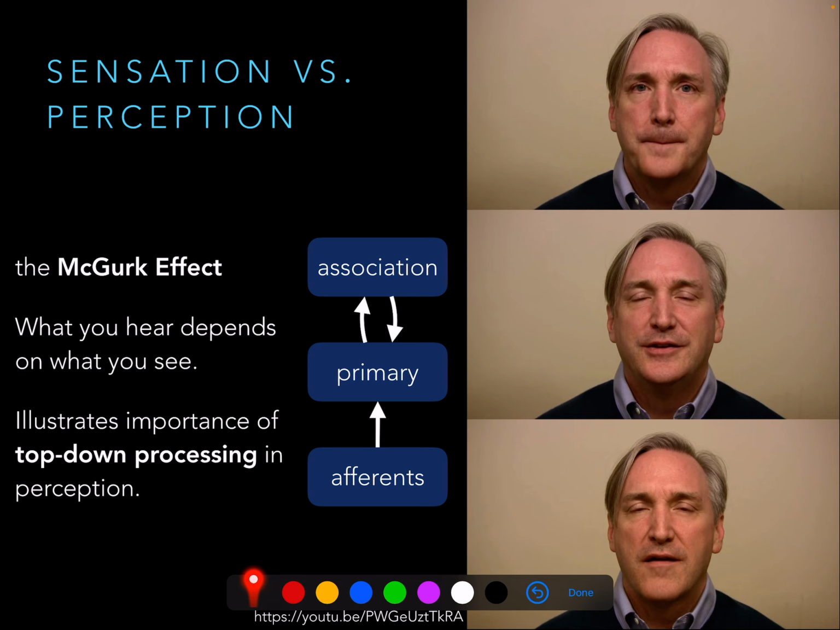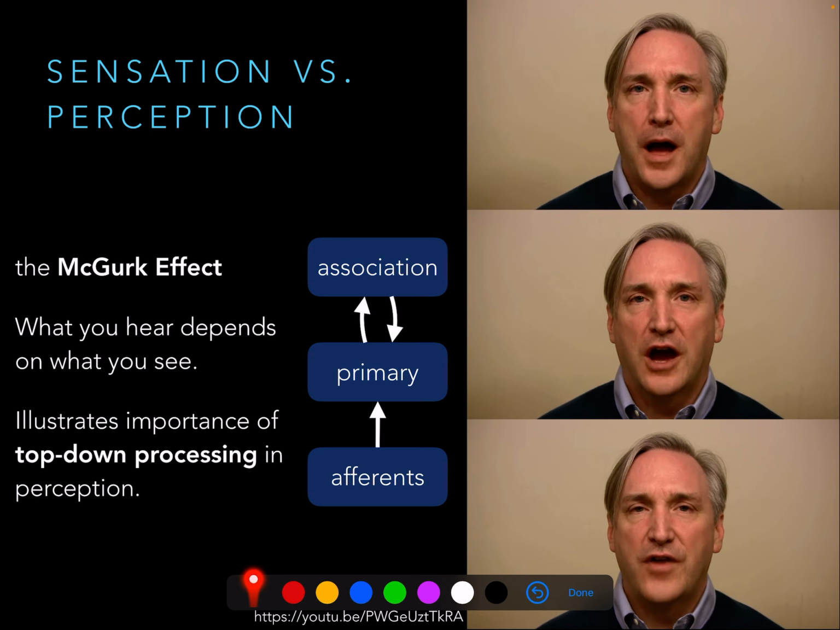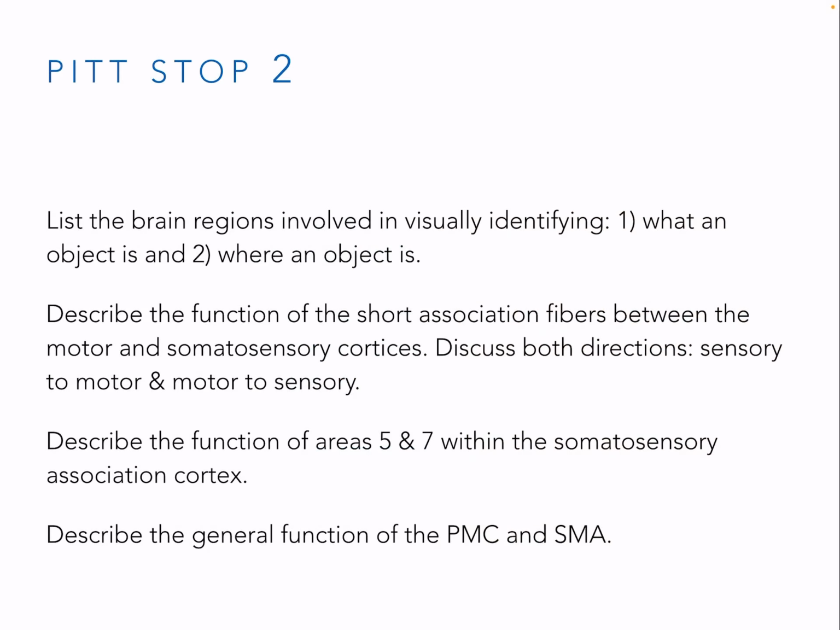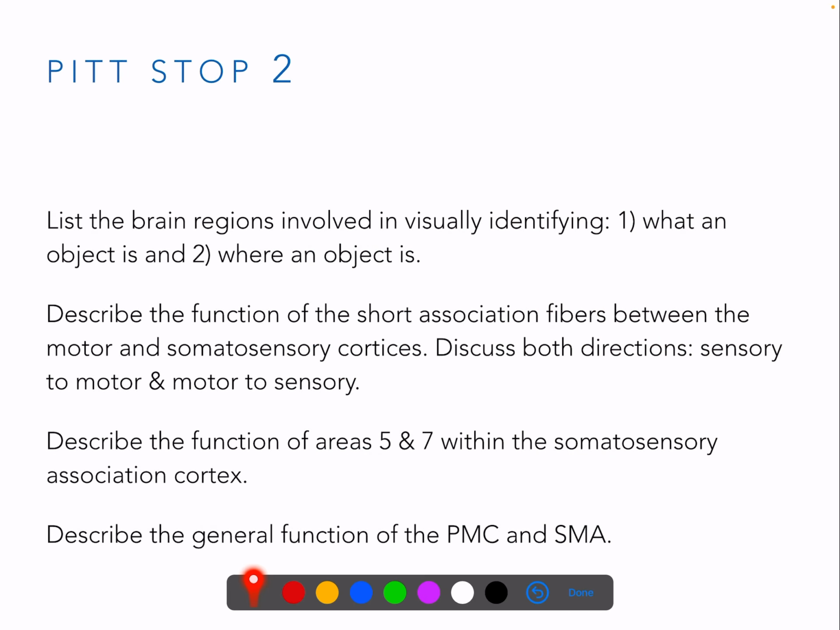But depending on where you're looking, the visual input is going to change what you hear. Go ahead, close your eyes. It's the same ba sound. The only difference is what visual input you're giving. And so that's showing us the top-down processing.